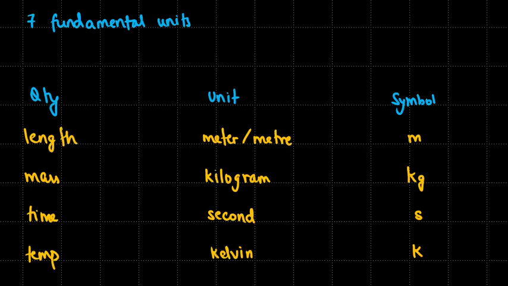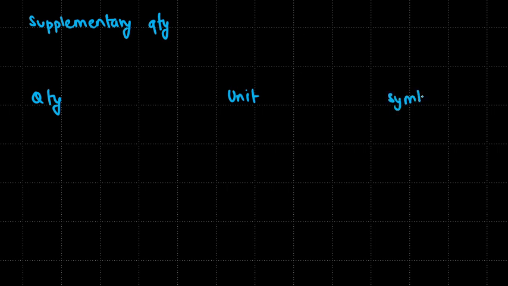The next one which we are going to talk about is supplementary quantities. We just talked about the 7 fundamental quantities in the SI system. Now we are going to talk about 2 supplementary quantities which are quite important. We just talked about fundamental quantities and their units. Now we are going to talk about supplementary quantities, their units and their symbols. There are only 2 of them.